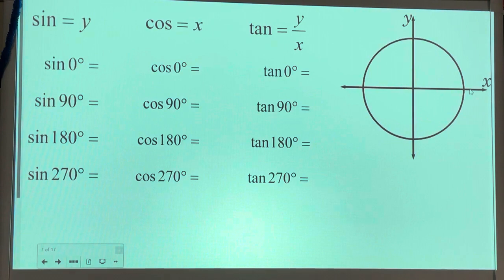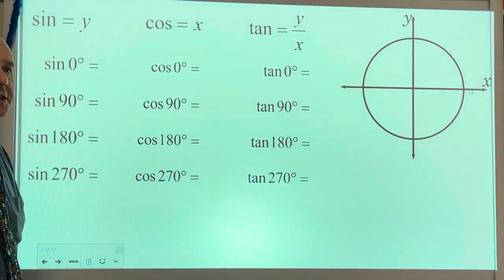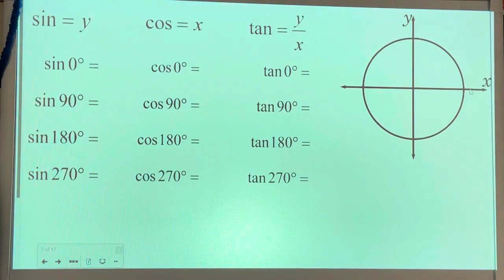Let's find some of our answers for sine, cosine, and tangent. Keeping in mind that sine is equal to the y, cosine is the x. Tangent will be y divided by x.